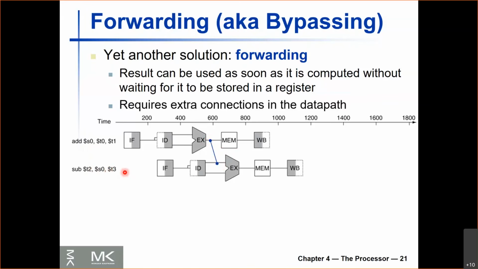So this is a very common optimization that people apply to deal with data hazards, and that is to just apply forwarding to the data. Okay. Any questions about this?